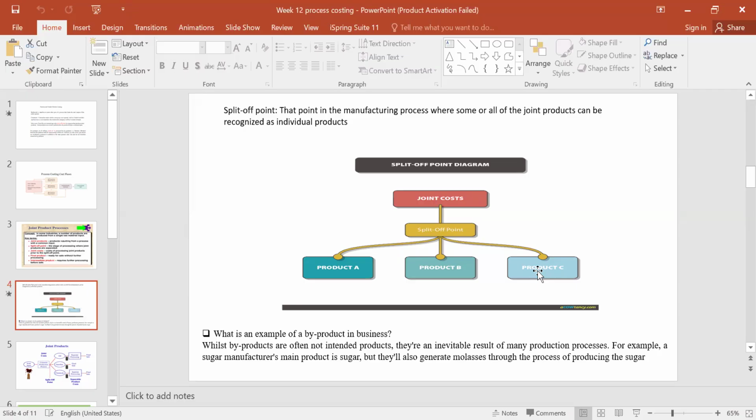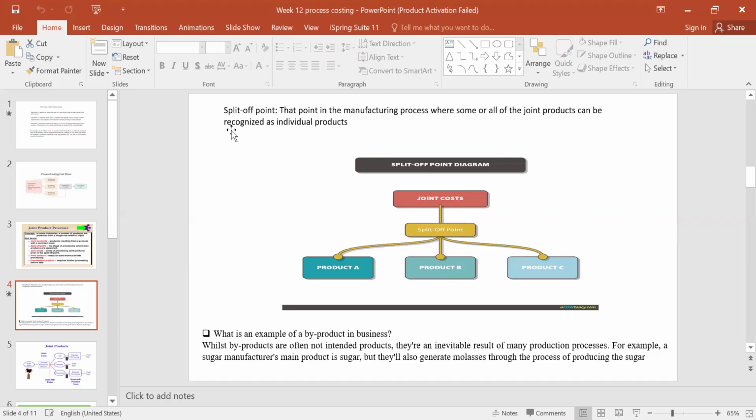In this way, you recognize products separately: product A, product B, product C. At those points you declare the products separately. This point is called the split-off point. In this process, generally, a main product and a byproduct are produced. The main product you produce as planned, but the byproduct is produced incidentally.